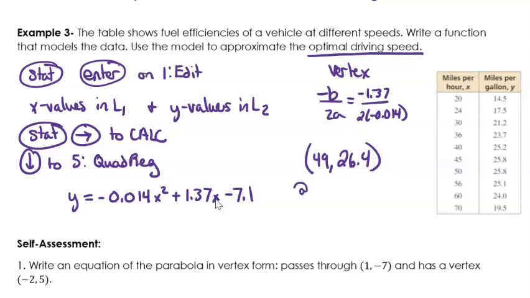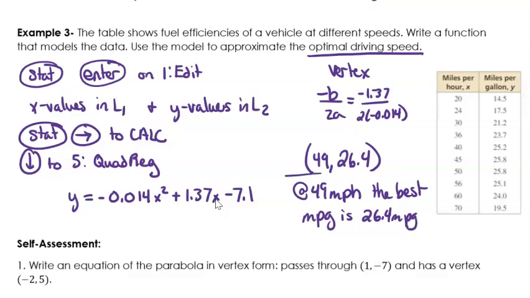So that means when I'm going 49 miles per hour, all right, I get the best miles per gallon, which is 26.4 miles per gallon. So whatever this car is, it has the best miles per gallon rate when you are driving 49 miles an hour.